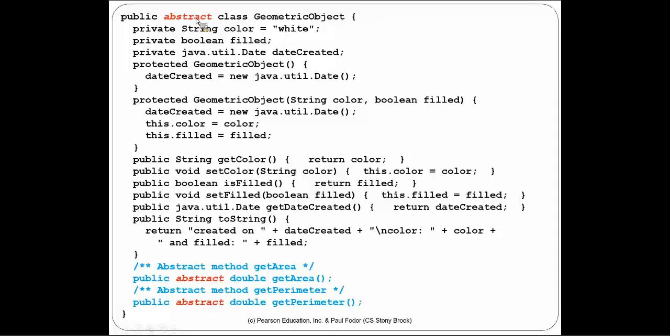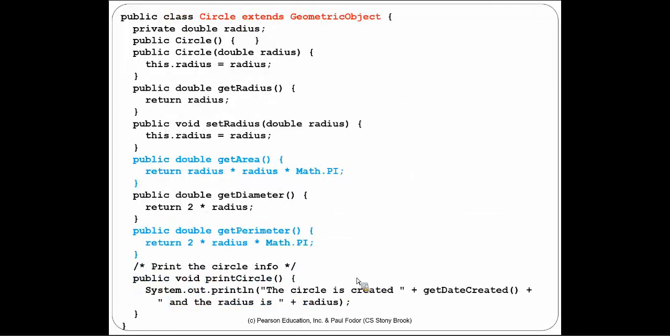In addition to the keyword abstract, we also want to add two abstract methods, methods that do not have an implementation, they only have a signature. In this case, getArea returns a double, and getPerimeter also returns a double. They do not have an implementation at the level of geometric object because those implementations will actually be implemented in the subclasses, the concrete non-abstract classes, circle and rectangle.